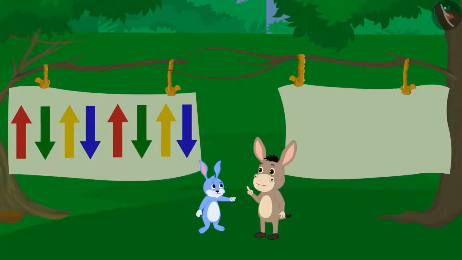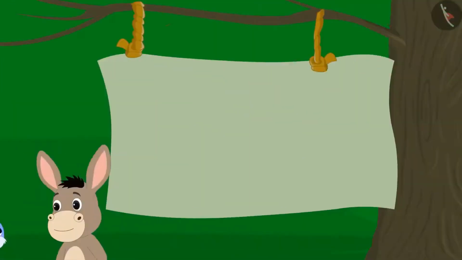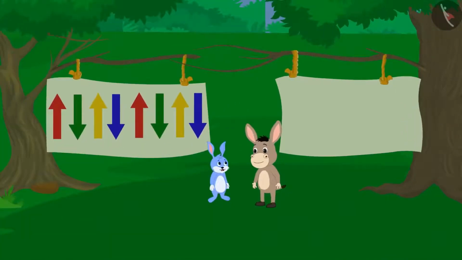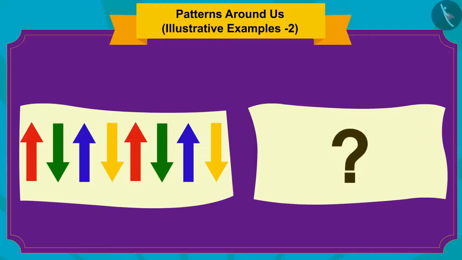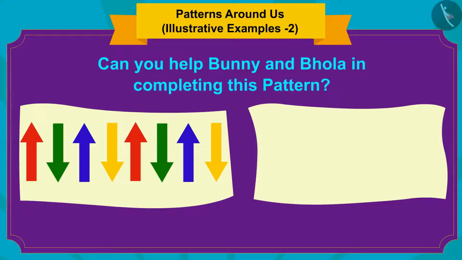Bhola and Bunny thought that if they make that pattern on the other side of the curtain and then pull both the curtains closer, then they will be able to complete that incomplete pattern as well. Children, can you help Bunny and Bhola in completing this pattern? Well done! Your answer is absolutely correct.